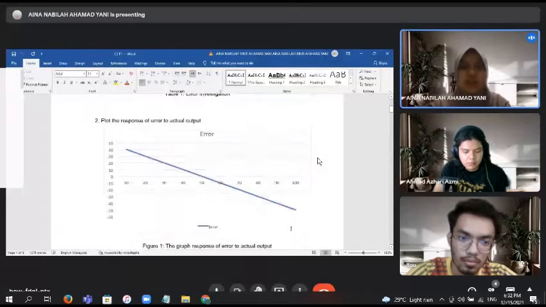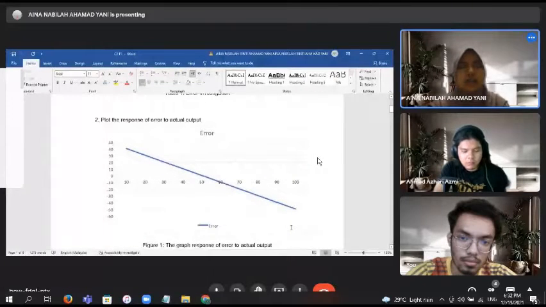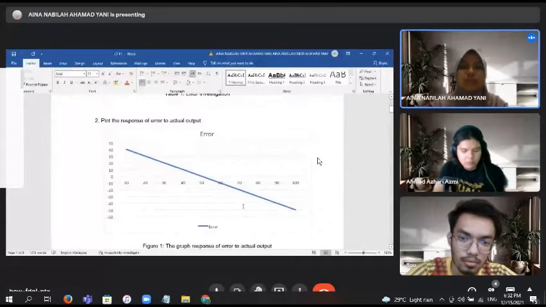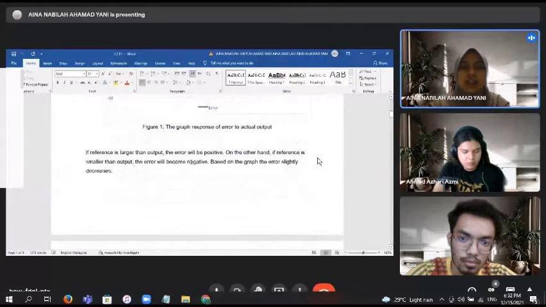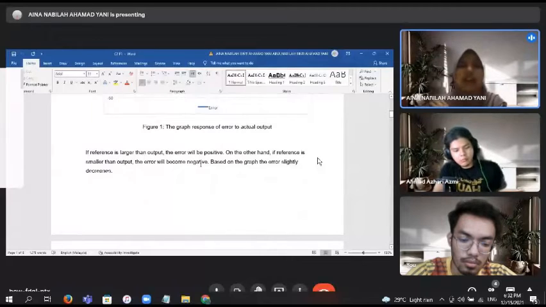The result we get is directly proportional, decreasing. If the reference is larger than the output, the error will be positive. On the other hand, if the reference is smaller than the output, the error will be negative. So based on the graph, the error slightly decreases.